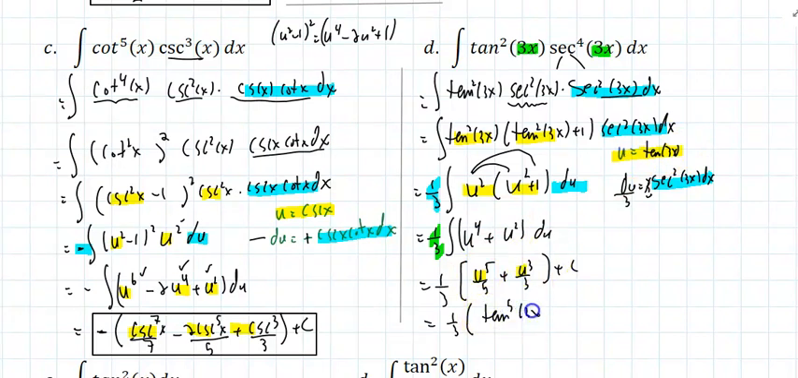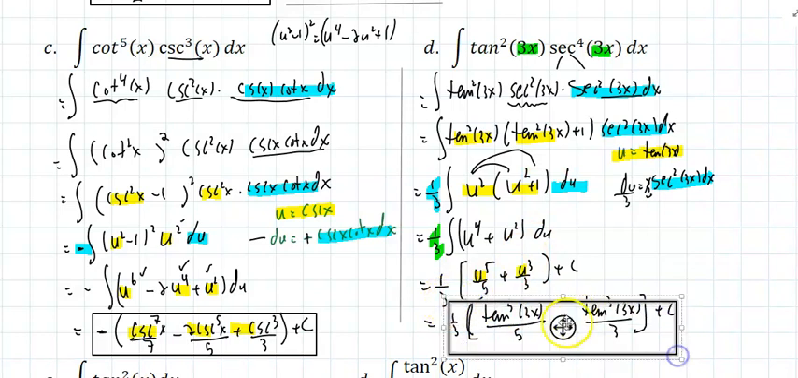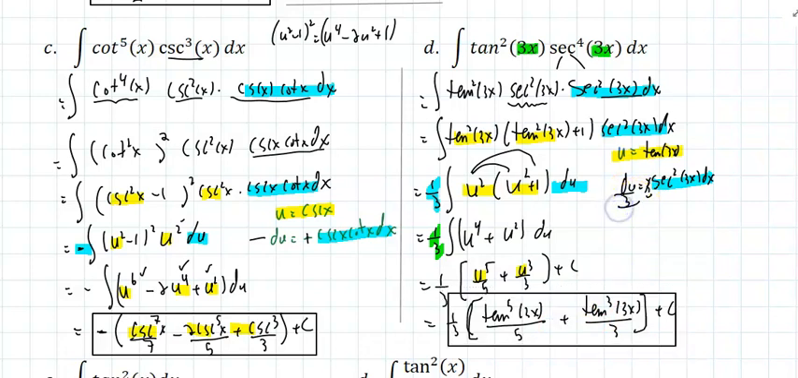Tangent to the 5th of 3x over 5 plus tangent cubed of 3x plus c. So if 1/3 wouldn't have come out, I would have divided by 3, and that would be my final answer.